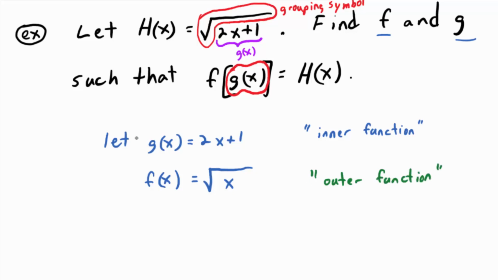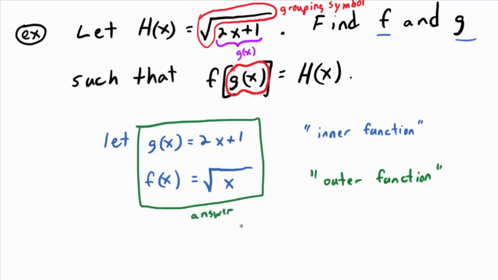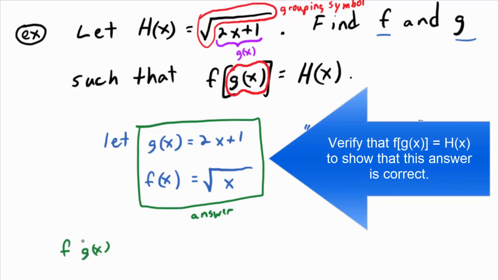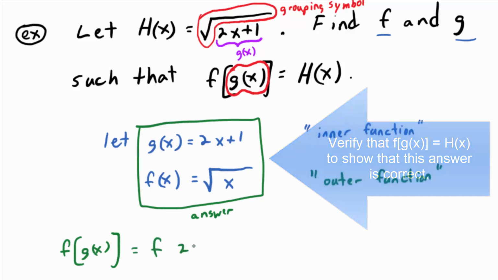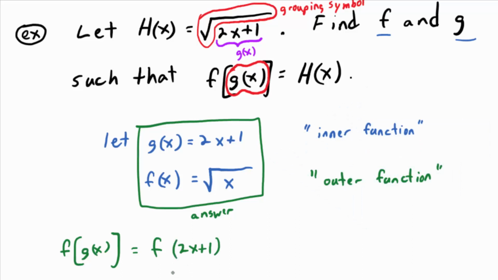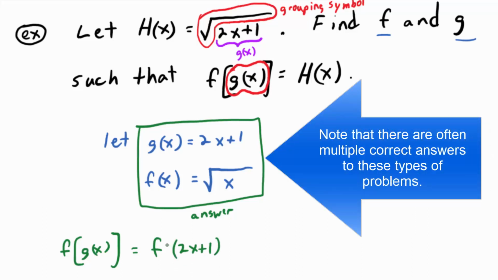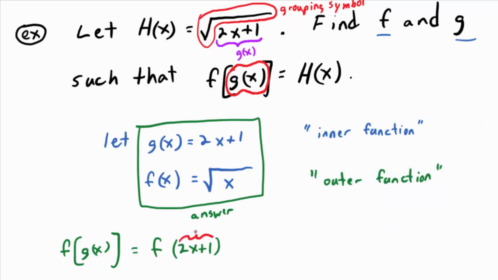Check it out. So this is my answer. But how could you verify it? Well, just take f of g of x, right? And you'll see I'm going to work across here. The inner function's g of x, so that's f of 2x plus 1. Oh, we're plugging in now, the input is 2x plus 1 in the formula for f, right? So that means I replace that x in the formula for f with that input, and I've got the square root of 2x plus 1, exactly what I wanted.